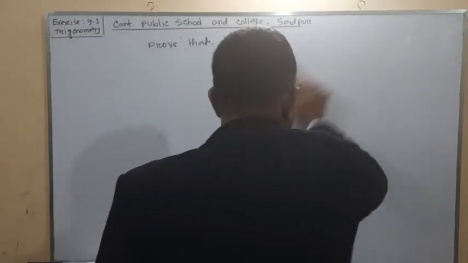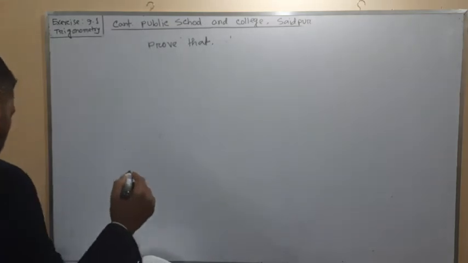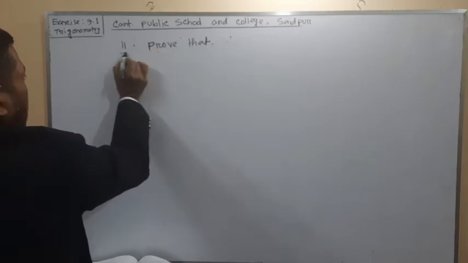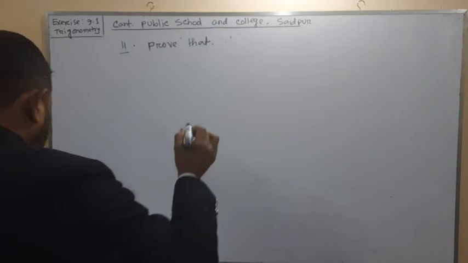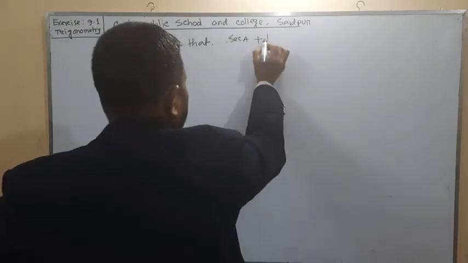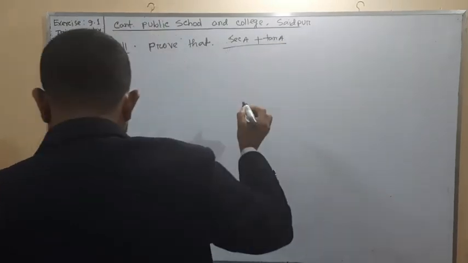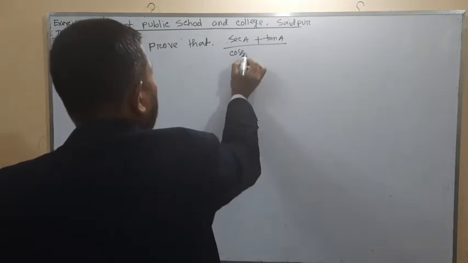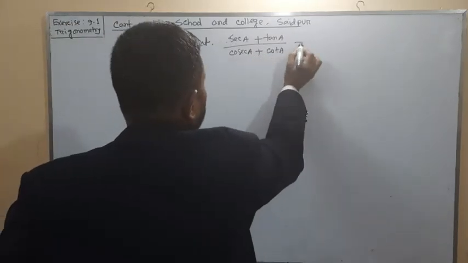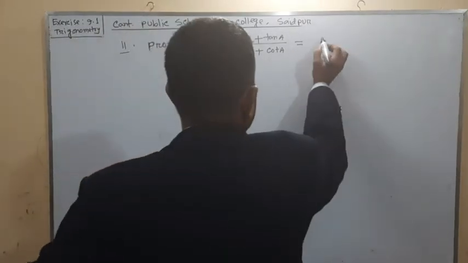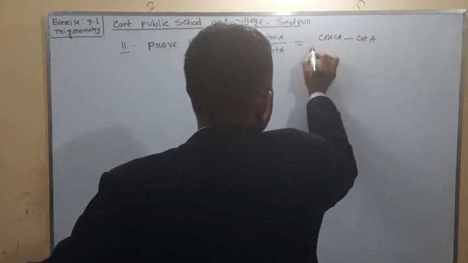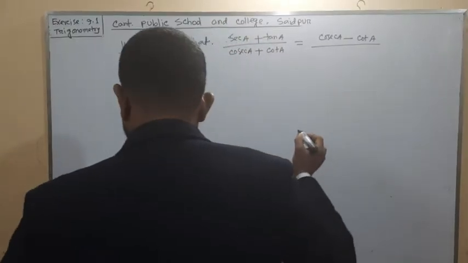I'll prove another one. 11. Prove that (sec a plus tan a) divided by (cosec a plus cot a) is equal to (cosec a minus cot a) divided by (sec a minus tan a).